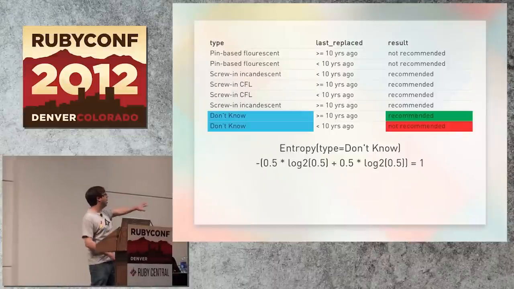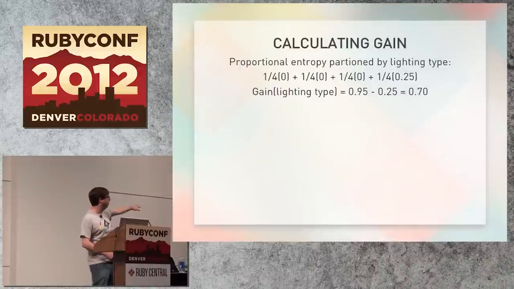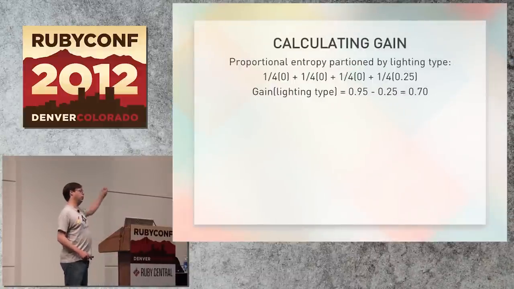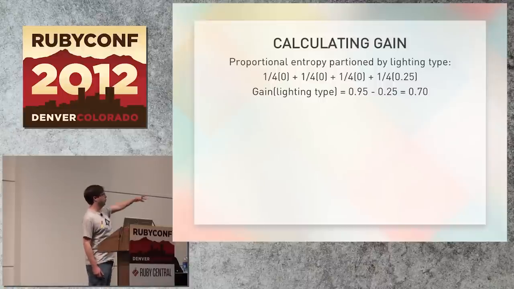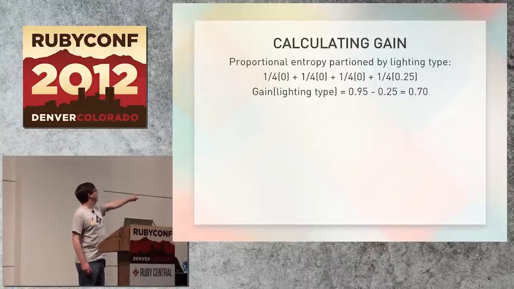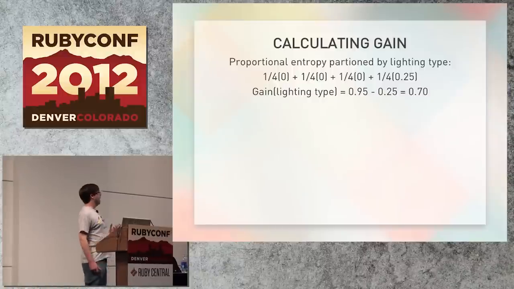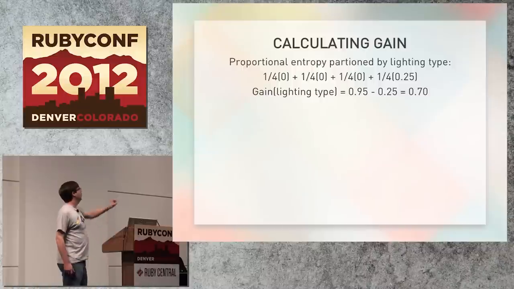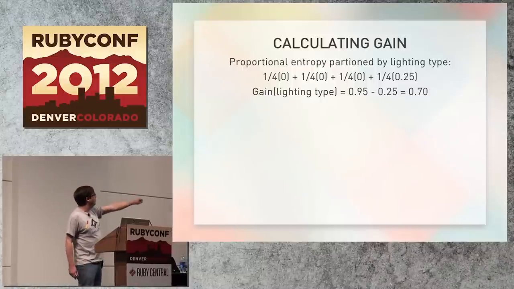So then if I go back and plug that into my original equation for gain that we talked about earlier, I basically take the proportion of each of the possible values for lighting type. For the first three, the entropy is 0, so 1/4 of 0 is still 0. And then for the last one, I'm sorry, it should have been 1/4 of 1 there. And then it actually comes out to be 0.25. So the gain for lighting type is 0.95 minus 0.25, and the total there is 0.7.